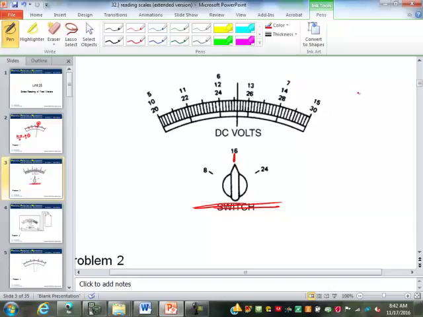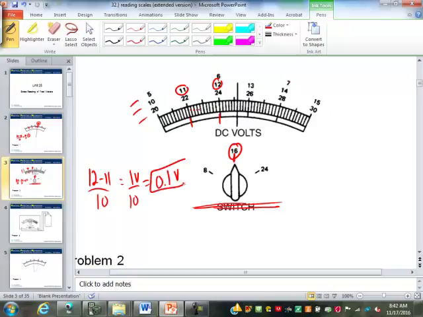So anyway, which scale would I read on this one? The top, the middle, or the bottom? The top, or the middle, the 16. So look at that middle scale. I've got 11 and 12. So 12 minus 11, that's only 1 volt. How many spaces? 1, 2, 3, 4, 5. We'll double that, that's 10 spaces. So 1 volt divided by 10 means each space is 0.1 volt.